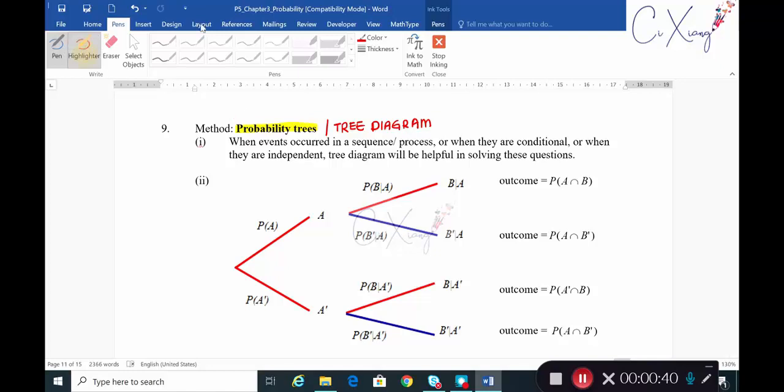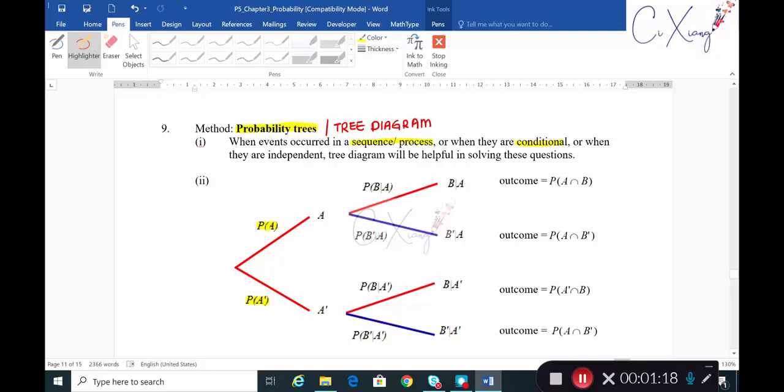Generally, when your question involves a sequence or process, or when events are conditional, or when they are independent, the tree diagram will be very helpful in solving these questions. Generally, you will see that we have different branches from every single event, and there are a few important things that you need to know. The first one is the total probability of the branches from the same beginning. When you total them up, it should equal 1.